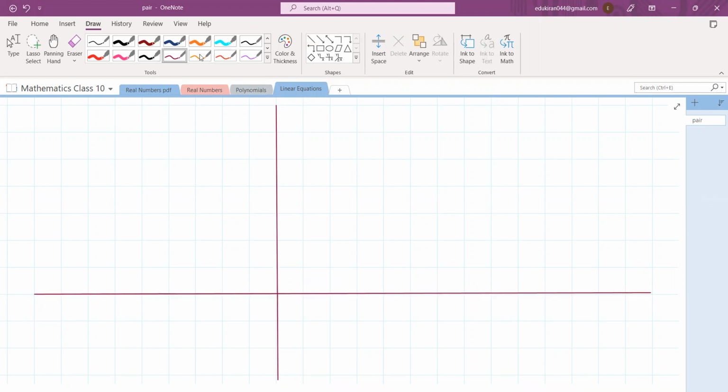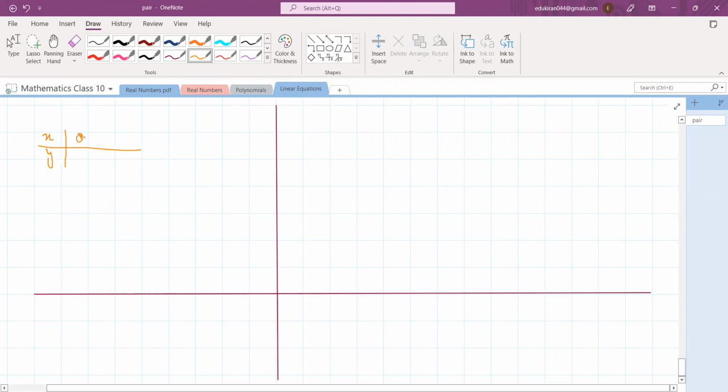Please quickly tell me the values for the first line. X is 0, Y is 6. Then 7 and 7. Second one? X is 0, Y is minus 2. X is 6, Y is 0.